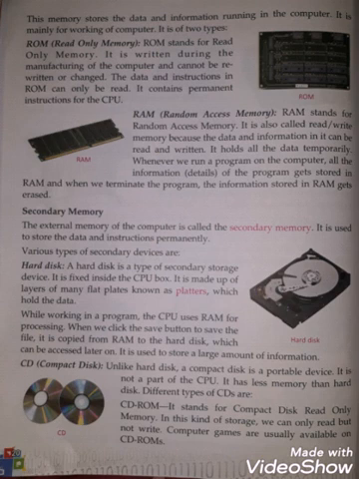Right? So the next important part of memory is secondary memory. Secondary memory is also known as external memory or auxiliary memory. So let's read about this. The external memory of the computer is called the secondary memory. It is used to store the data and instructions permanently. So the main important thing here is it can store the data permanently. So these are the different external memory devices, secondary memory devices.